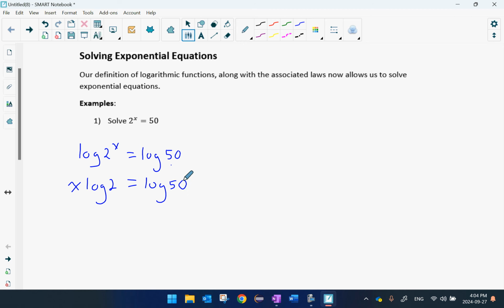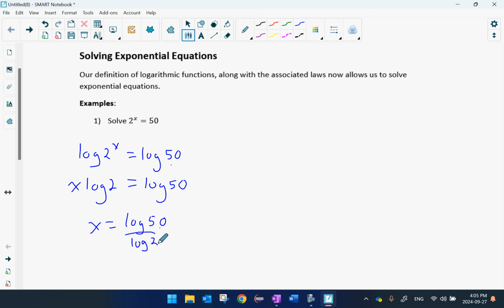Once I've completed this step, that's a very important step because now this is no longer an exponential equation. It's technically just a very simple linear equation. You need to remember that log 2 and log 50 are really just numbers. So if I divide both sides of the equation by log 2, I'll get an exact answer of log 50 divided by log 2.